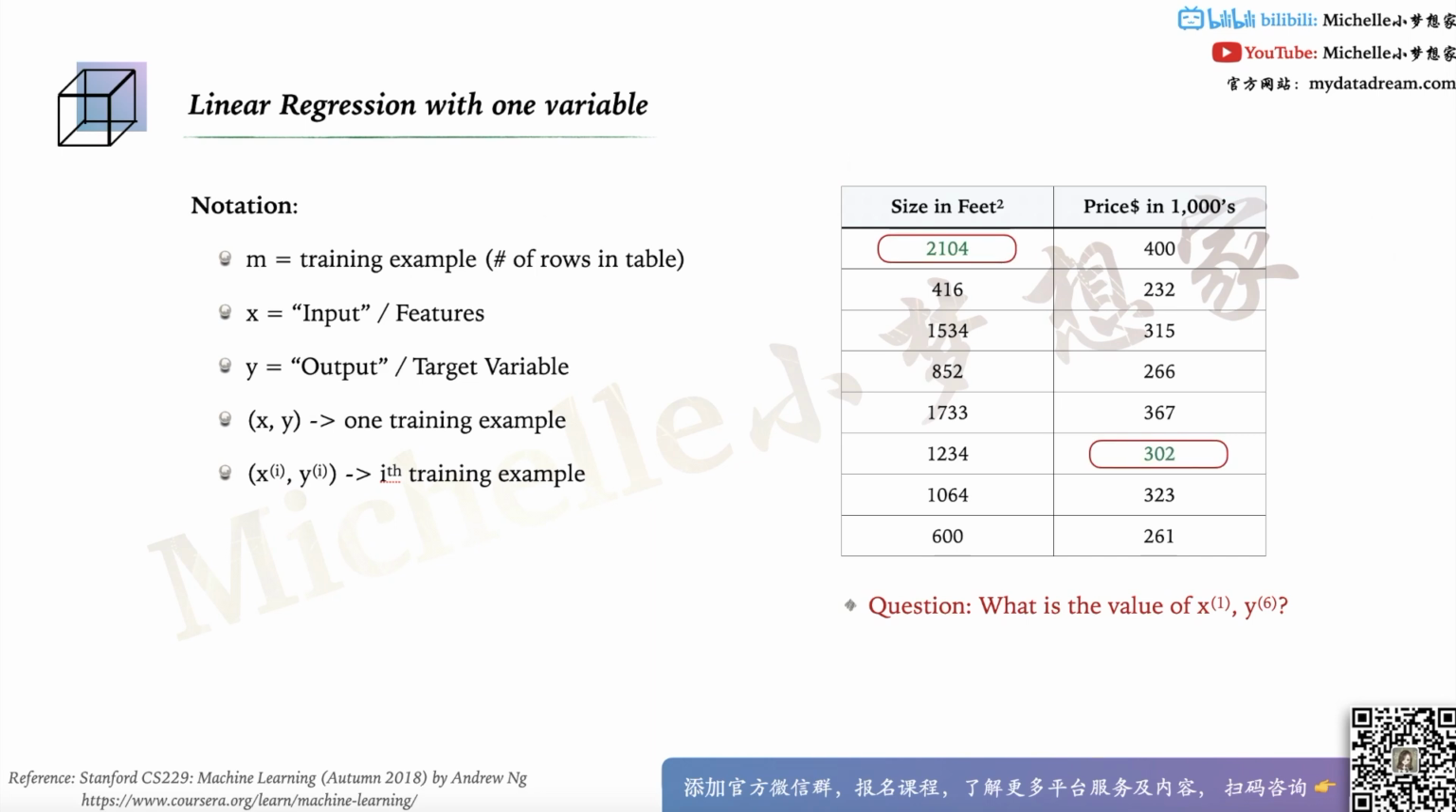The answer is highlighted in the red. So x of 1 equals 2104 and y of 6 is equal to 302. I believe you already got it, right? So great job. If not, don't worry. This is a learning process and we are just getting started. Keep practicing and it will all click soon enough.